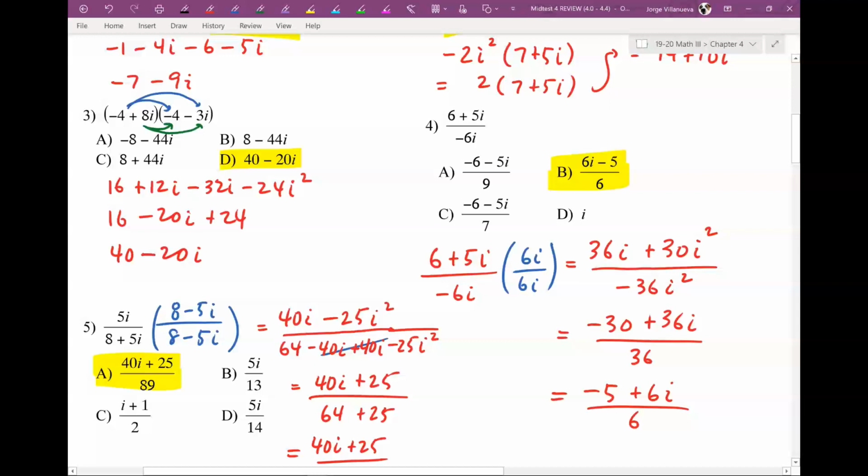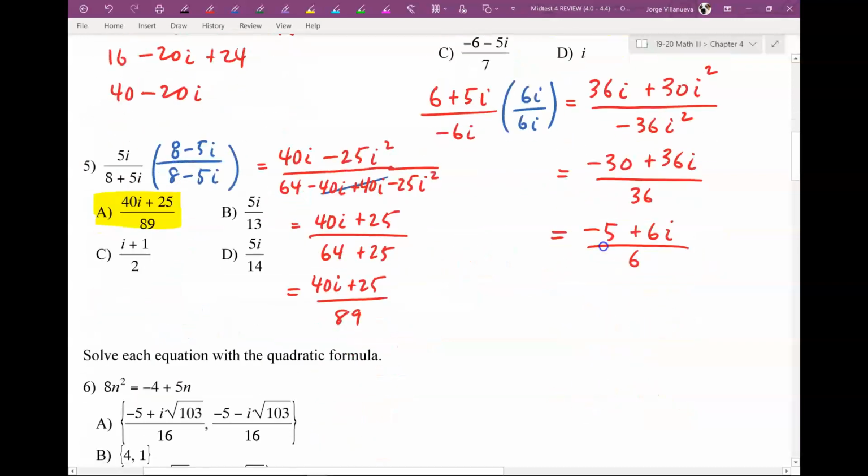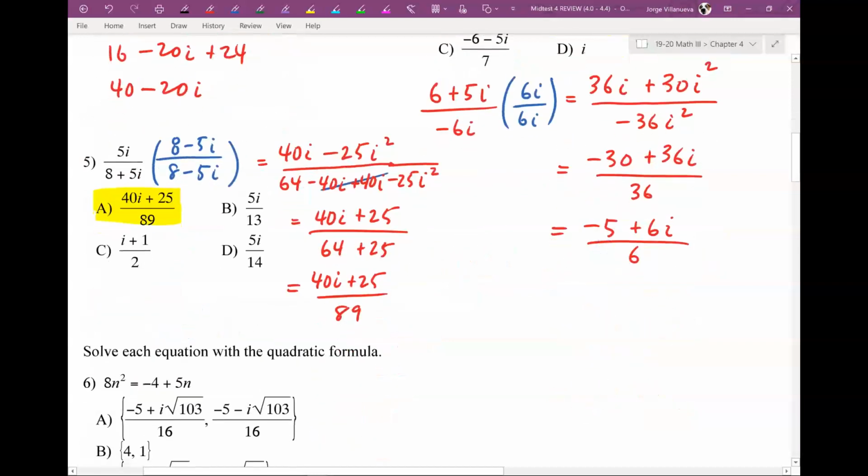On 5, how come you wrote 8 minus 5i if there's no minus sign? Oh, it's because, right here, let me highlight this, you're not supposed to have square roots in a denominator. The letter i is the square root of negative 1. I'll write it right here just as a reminder.